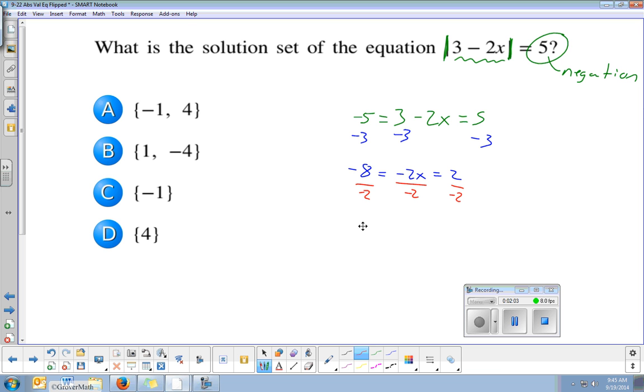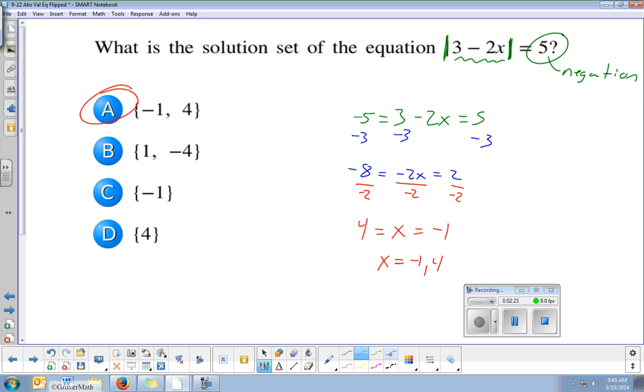Negative 8 divided by negative 2 is positive 4. And it is also negative 1. And so I end up with two solutions, which you can then split up to say x equals negative 1 and 4. And that's why our answer here is A.